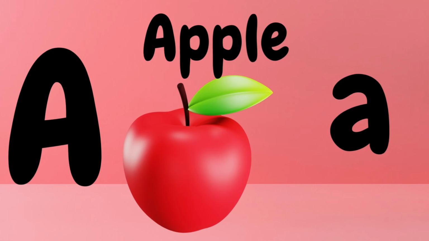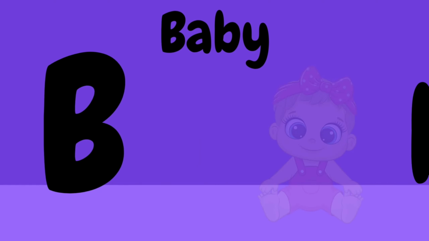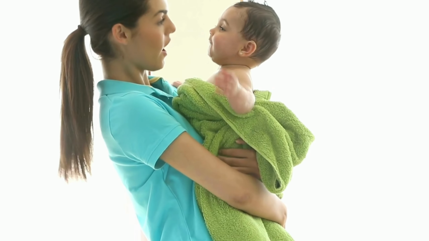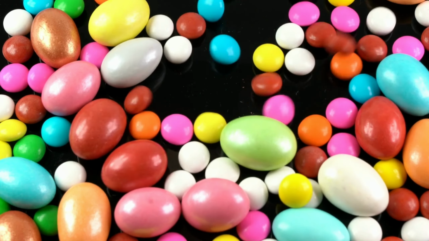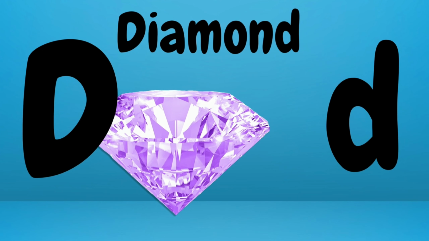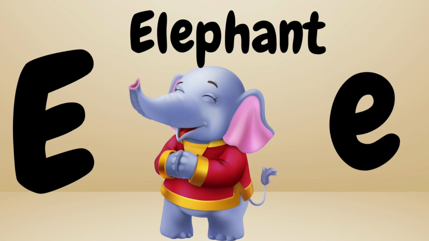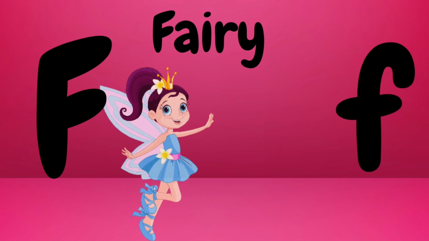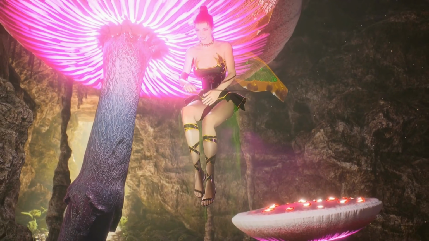A is for apple. This is an apple. B is for baby. This is a baby. C is for candy. This is a candy. D is for diamond. This is a diamond. E is for elephant. This is an elephant. F is for fairy. This is an fairy.